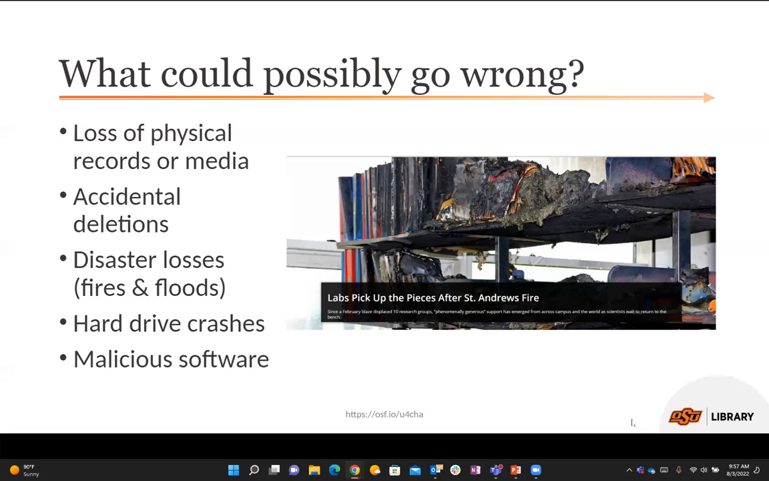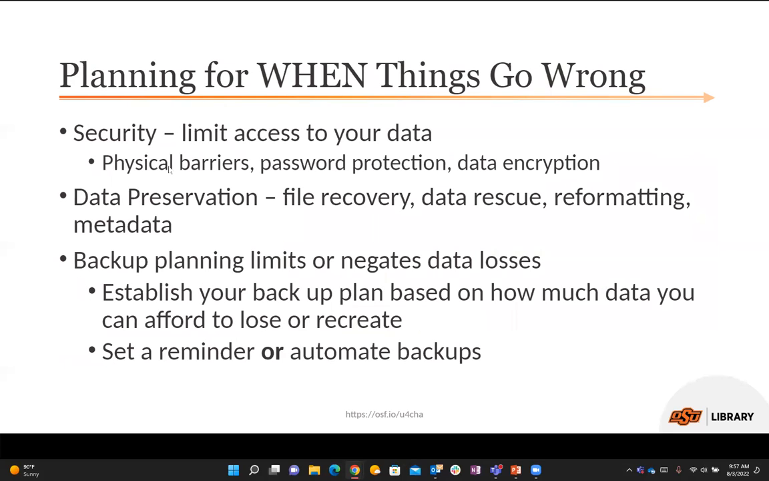I mentioned multiple people getting in and out of the same files and so on. People accidentally delete things, hard drive crashes, malicious software, etc. Those are the kinds of things you want to plan ahead for and do the best you can to prevent them. So physical barriers, in other words, if you work with critical data, locking the door behind you so that nobody has the opportunity to wander in and do something intentionally or unintentionally that's going to cause you terrible problems. Encryption, password protection. Okay, data preservation, think about file recovery. Again, you can make this much easier if you plan for it in advance.